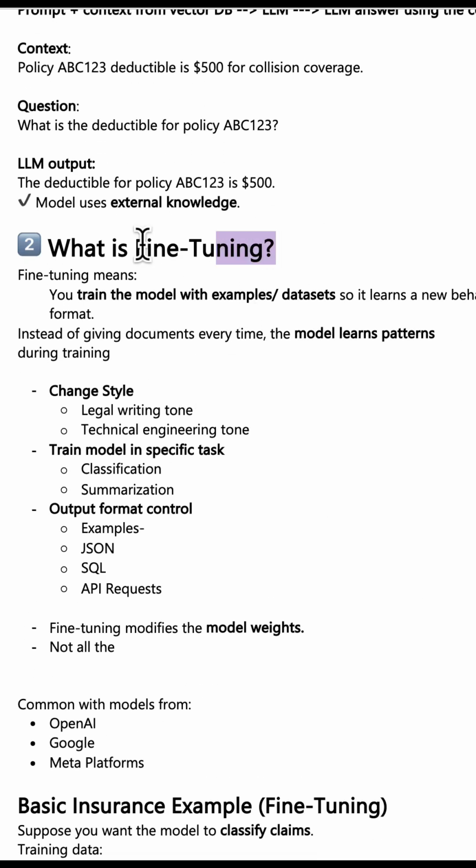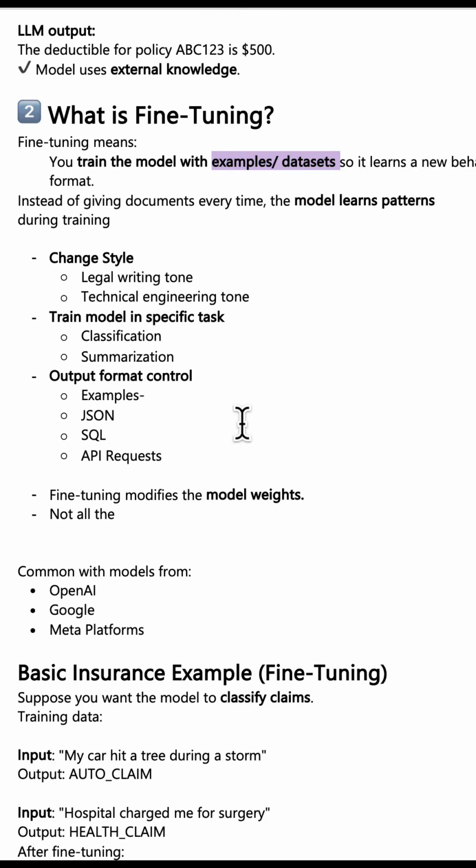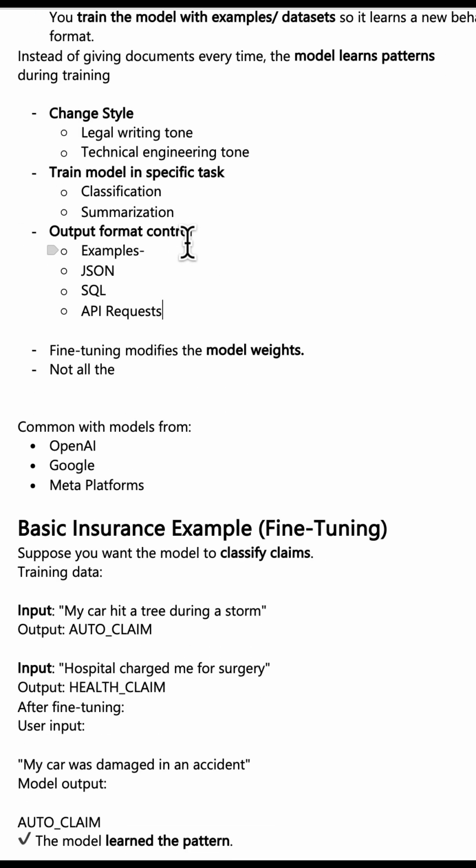Fine-tuning: you retrain your model with the data which you provide. Fine-tuning is used for changing the style of the model. So you want a model to respond in a proper legal tone or a technical engineering tone. You want to change the tone of the model. Or you want to train your LLM model on some specific task like classification or summarization. You can use that. You want to control the output format. So fine-tuning, in short, is used to change the behavior of the model. These are two different use cases.